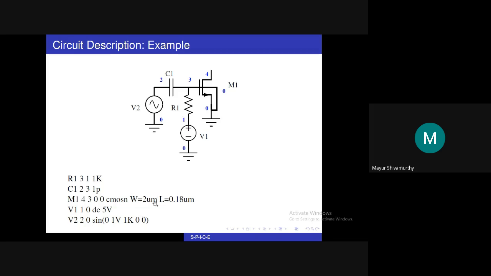So W is equal to 2 micrometers, L is equal to 0.18 micrometer, and there is a voltage V1 which is connected between node 1 and 0, a DC voltage source with the value of 5 volts. V2 is connected between 2 and 0, a sinusoidal voltage source which varies from 0 to 1 volts with a frequency of 1k, and there are different parameters like phase and offset. The convention for writing this can be seen in the ngSpice manual also.